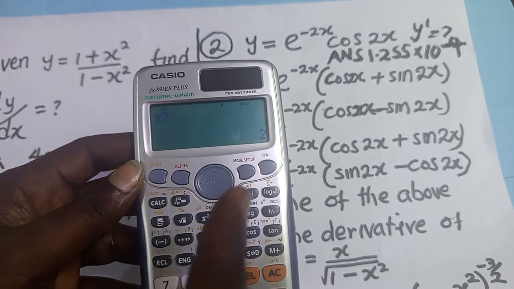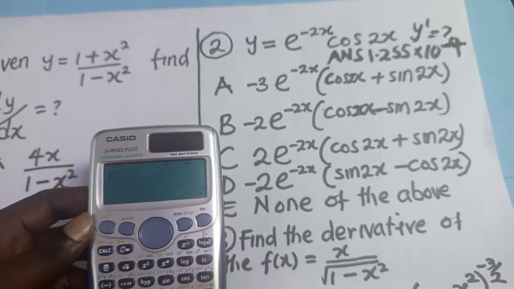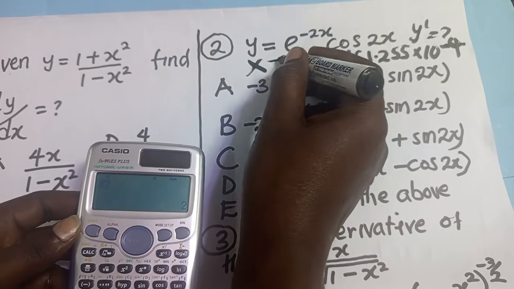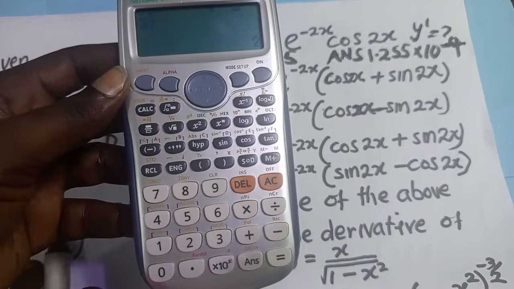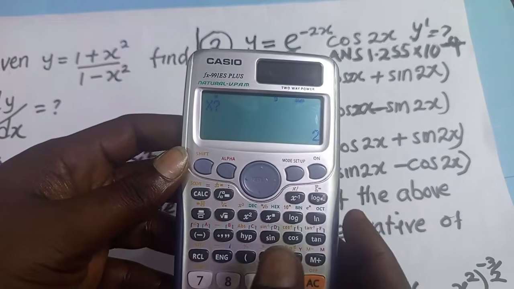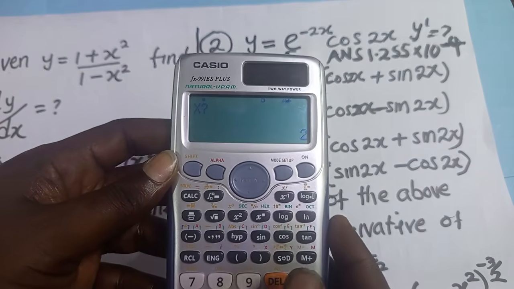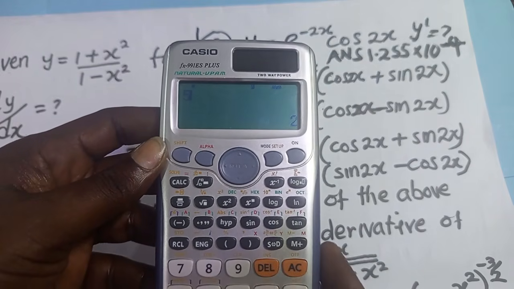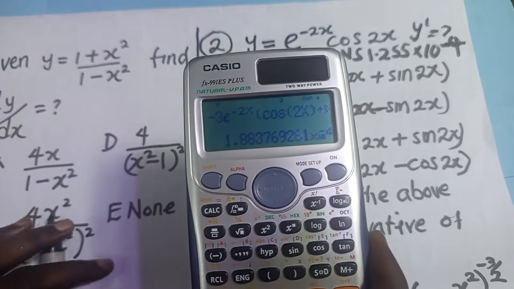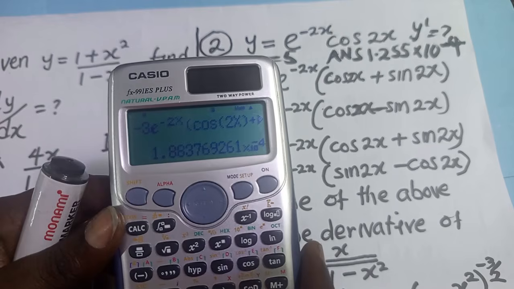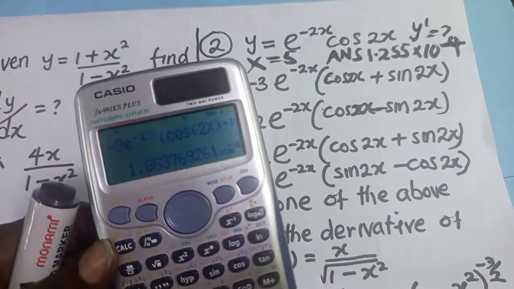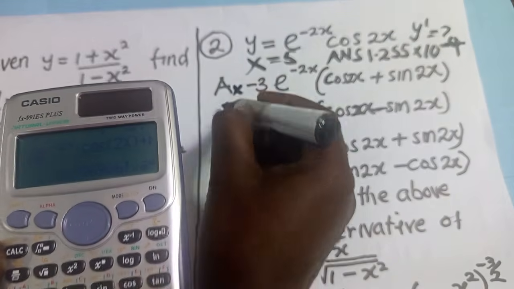What value did you give to x when we solved this one? Don't forget, x was 5. When we solved this one, x was 5. So we are going to have what? With 5 here for x. So what do you have? 1.883. No, that is not the answer. So this one is wrong.